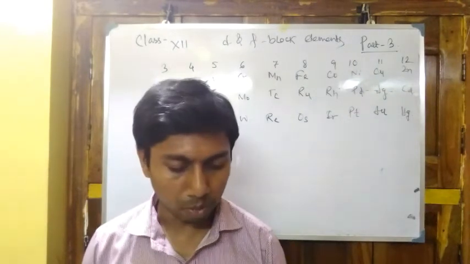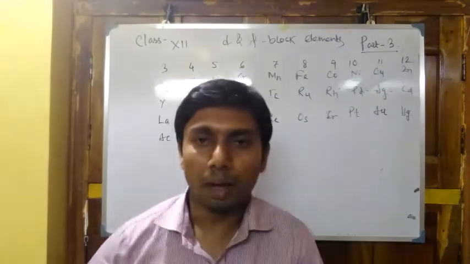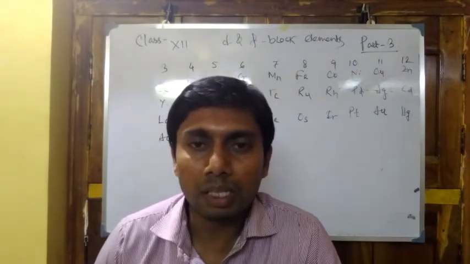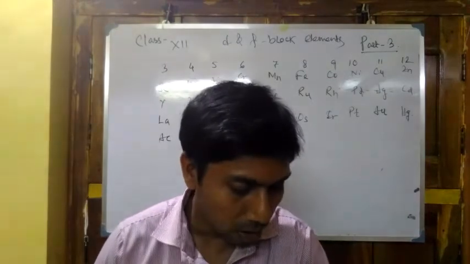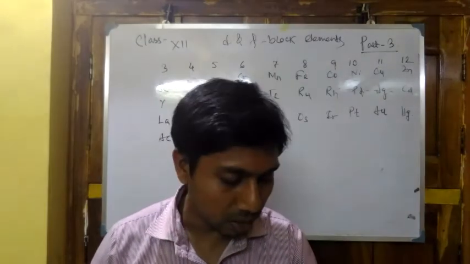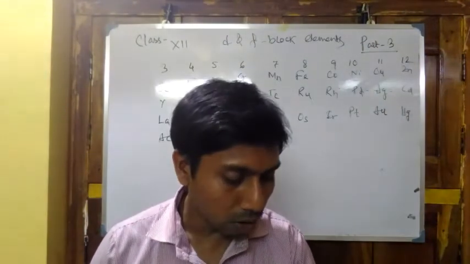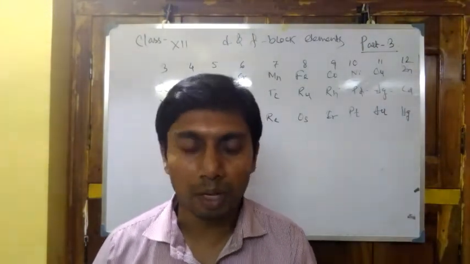Now the enthalpy of atomization, and the reason behind the less reactivity of the transition elements are already discussed. Now there are the general trends in the group. So today's topic is the general trend in the group, that means the group property.